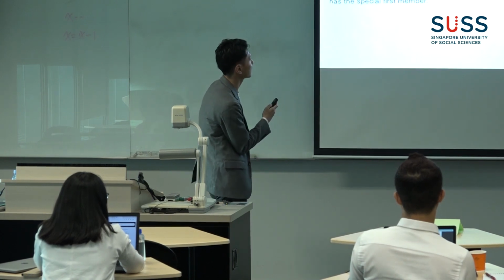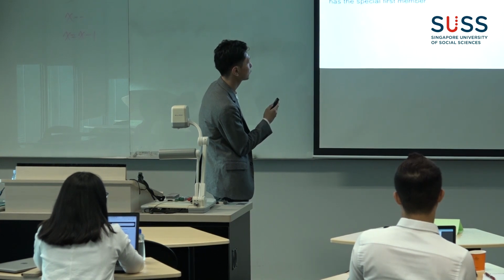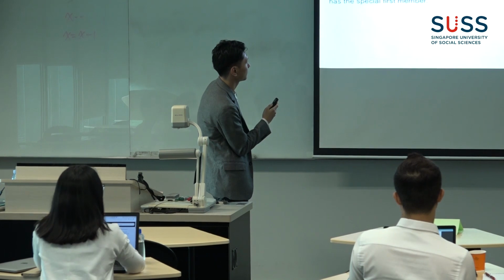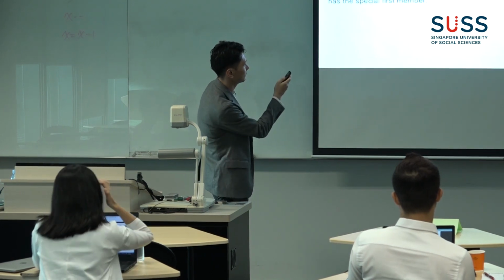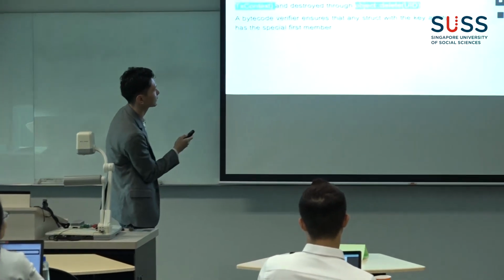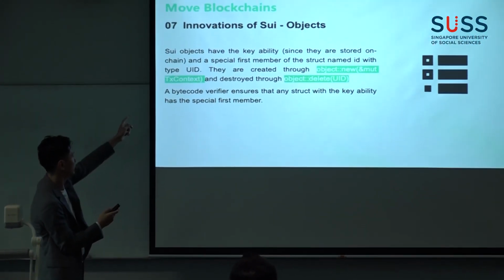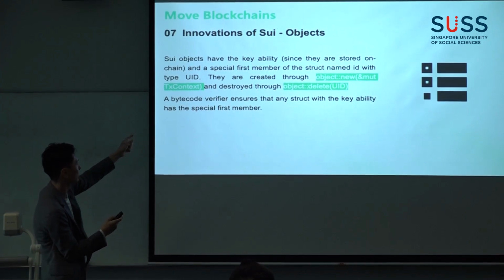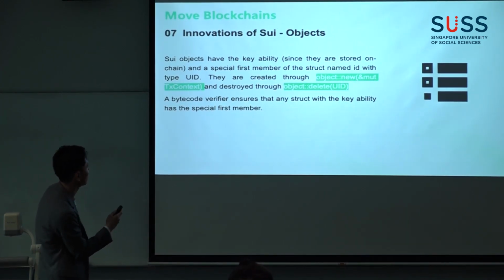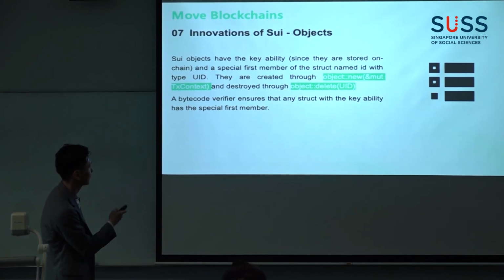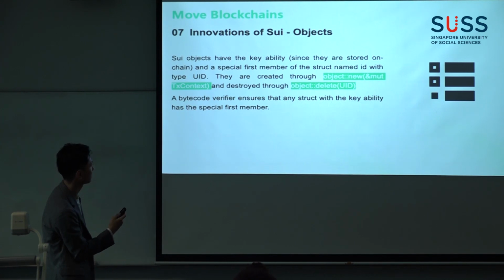Sui objects have the key ability, since they are stored on chain, and a special first member of the struct named ID with the type UID. They are created through the new function on the object module, which takes the parameter of a TxContext, a mutable reference to the current transaction context. You can delete the object by calling the delete function on the object module.